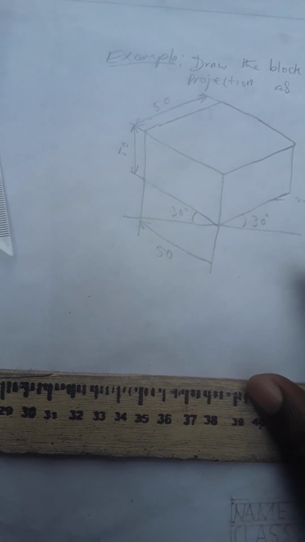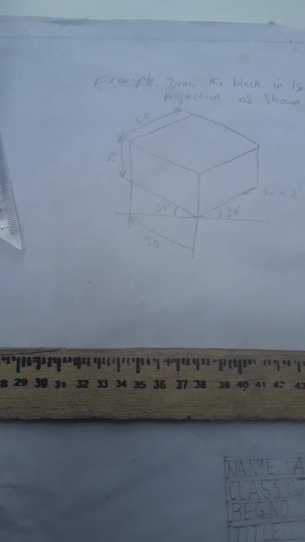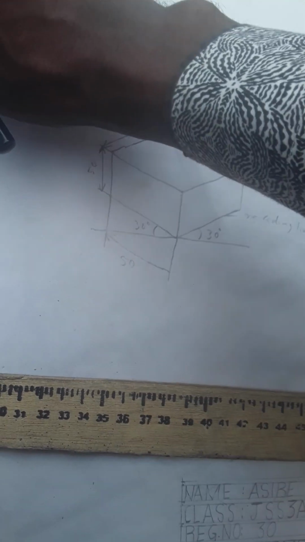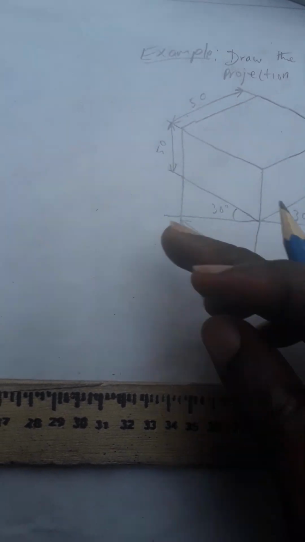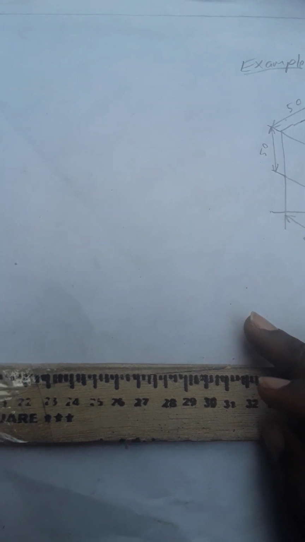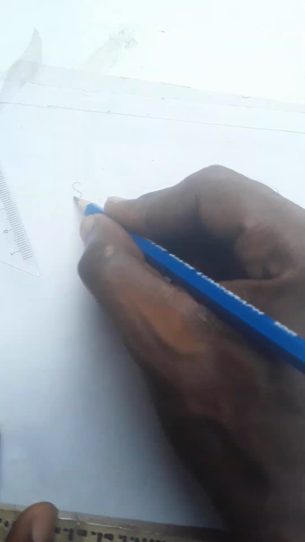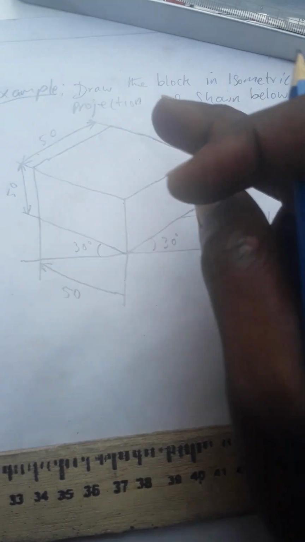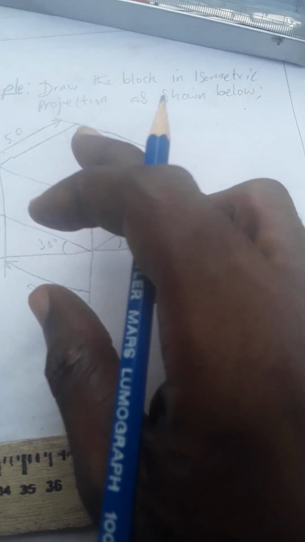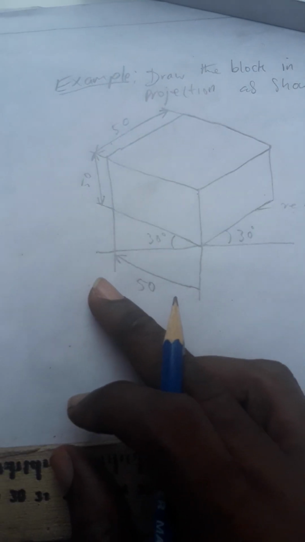Now, how do you go about this? To solve this problem, first of all, you have to start by drawing. Let's answer our question. This is a question given to us for us to answer. So what we have to do first of all is to write solution. We want to solve the problem.